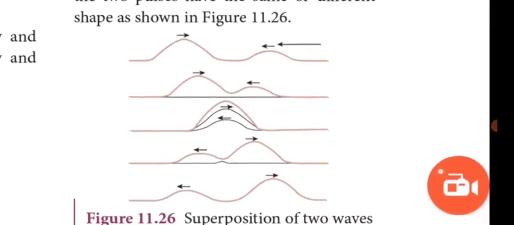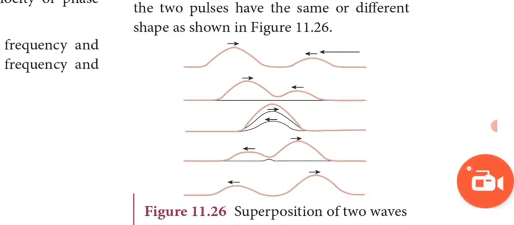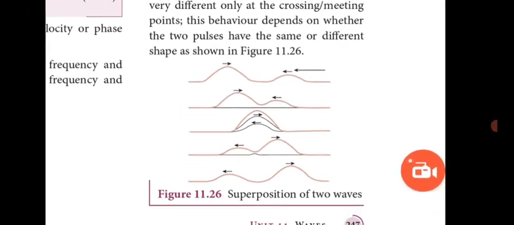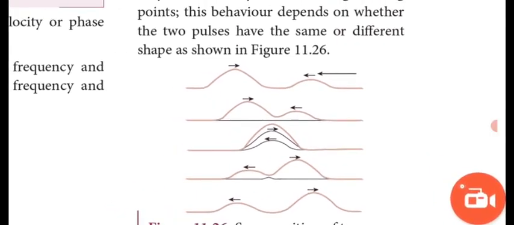This behavior depends on whether the two pulses have the same or different shapes. Like in this diagram, see how the waves are formed. In the first one, the two waves, and in the second diagram also, the waves have different shapes, and at the crossing points they also differ. So the superposition of two waves depends on whether they have the same or different shapes.